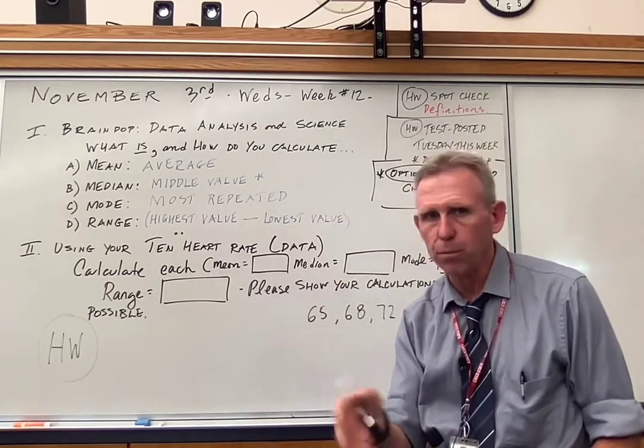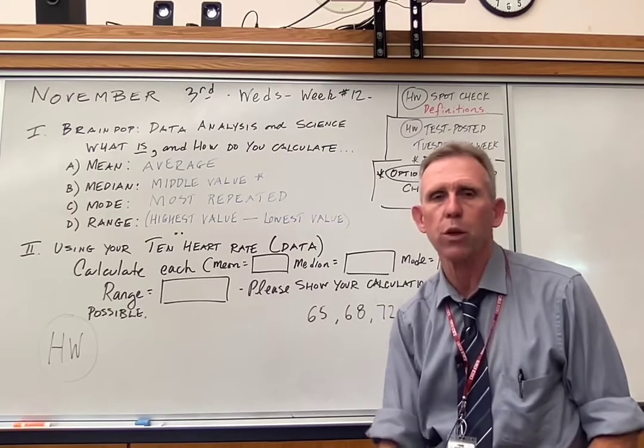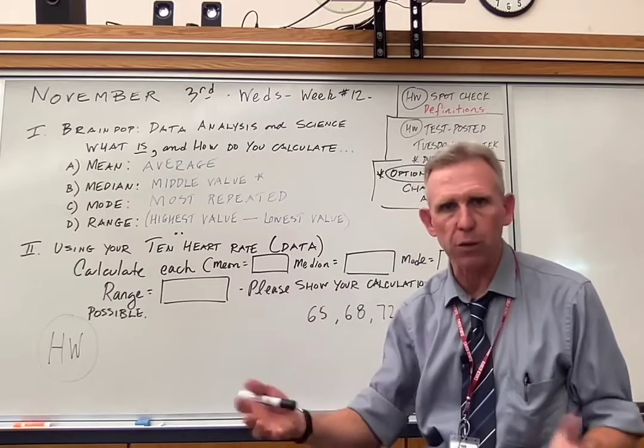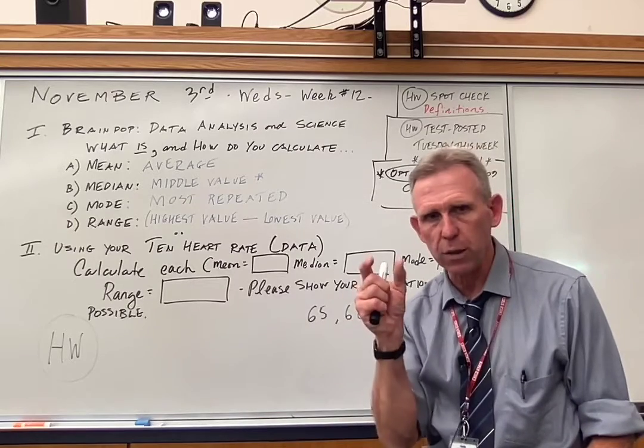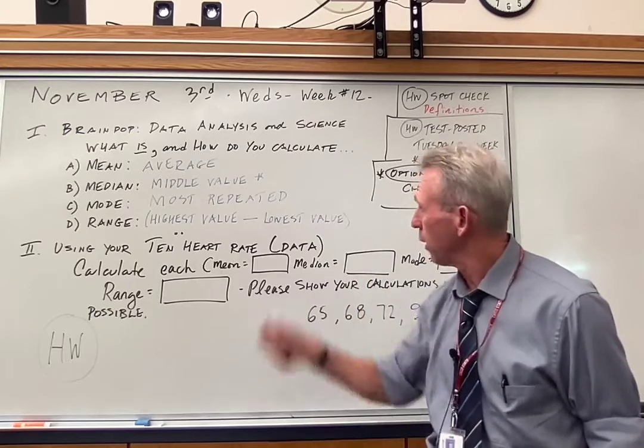Now, the median, I put a little extra star there because with 10 data points, we don't really have a middle value. There's 5 on each side. So what you do is you take the middle 2 values and you average those. So that would be your median.